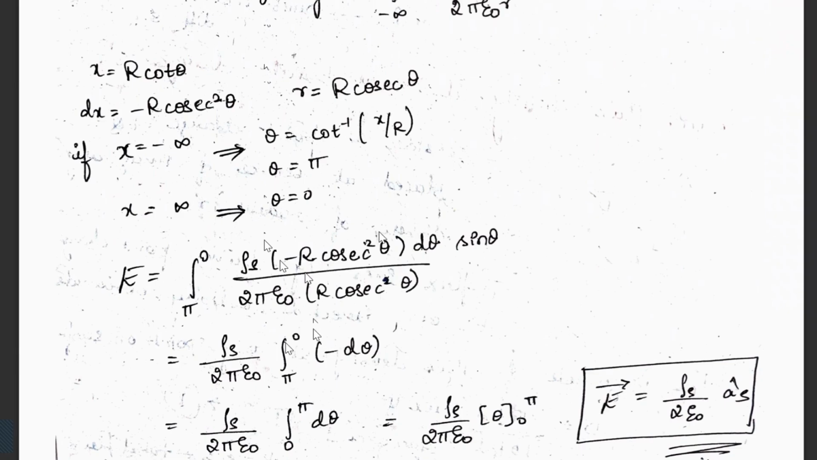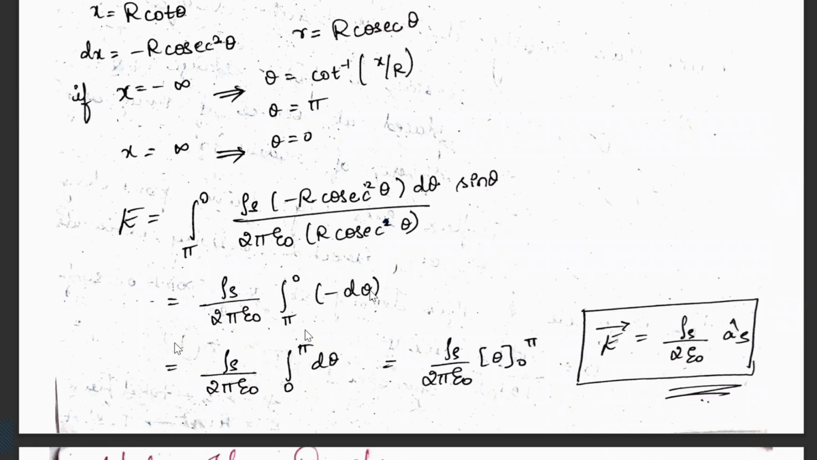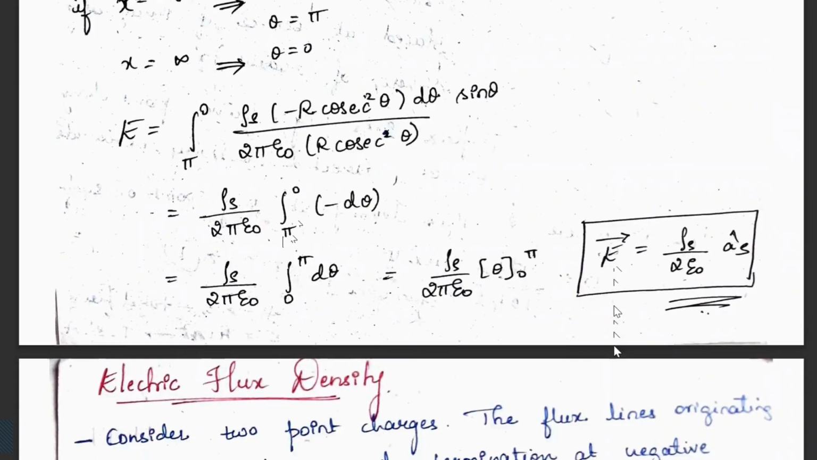So here this and this get cancelled out. Final remaining thing will be a minus d theta. So we might take the minus outside, or else we can interchange the limits. Lower limit will go to upper limit and upper limit will come to lower limit, 0 to pi d theta. That is equal to what? Rho s divided by 2 pi epsilon naught into integration of d theta is theta, from 0 to pi. So from 0 to pi, we get pi, and pi will get cancelled. So electric field is equal to rho s divided by 2 epsilon naught a s cap.